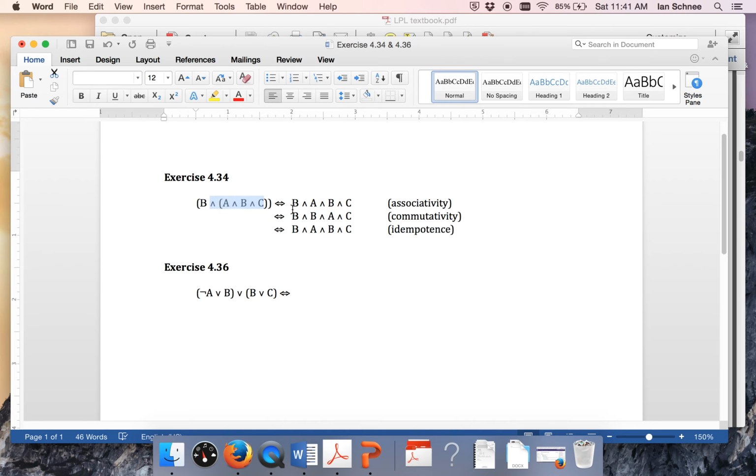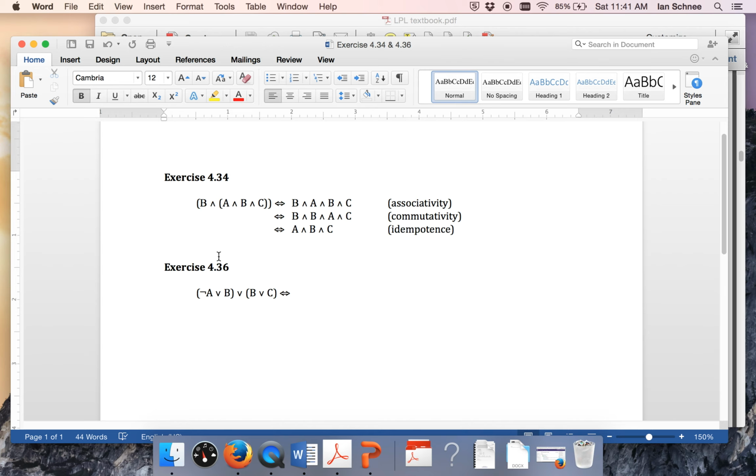So it's going to look something like this. Here's my original sentence. My first transformation is to drop all the grouping. That's my associativity. Then I reordered the B's into the front. That's commutativity. Finally, I dropped that redundancy in the B. That's idempotence. So here's my final answer. So that's what a complete answer for 4.34 would look like.